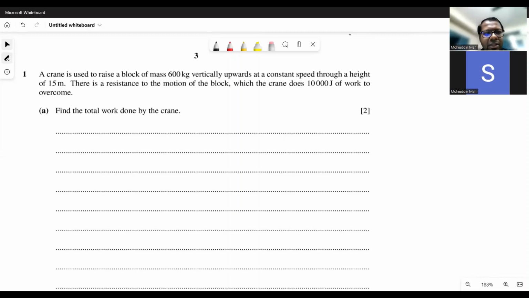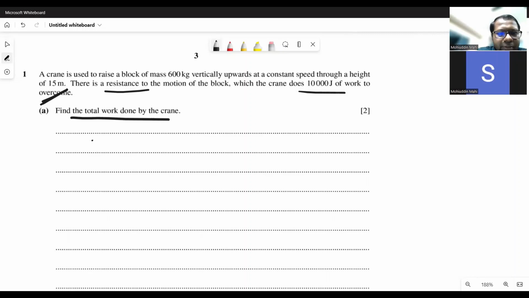And as the crane is lifting up the object to a certain height, which is 15 meters here, the gravitational potential energy of the object is going to be increased. And at the same time, to overcome the resistive forces, the crane has to do a work of 10,000 joule. So overall, the total work done by the crane, that's what we have to find out.